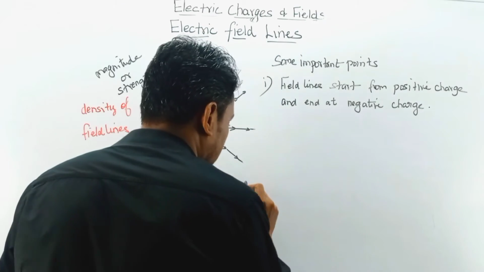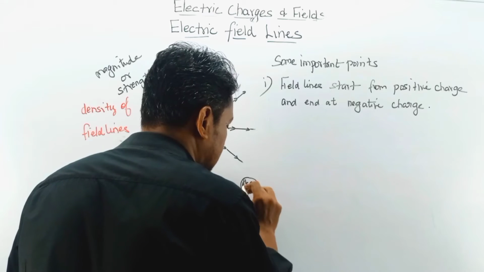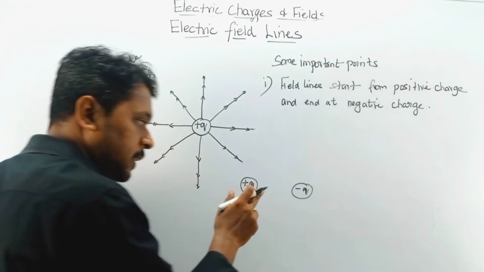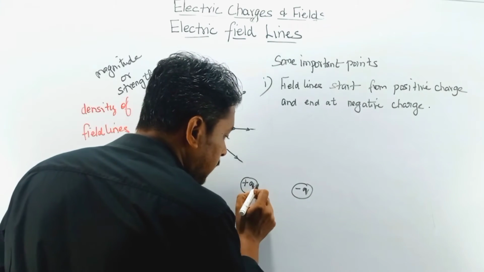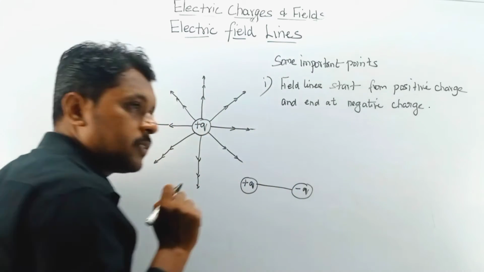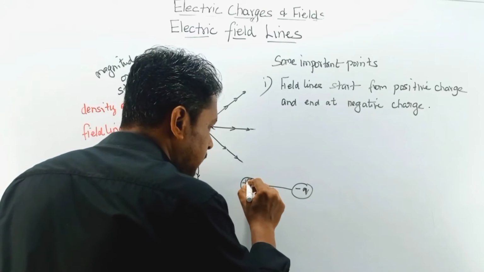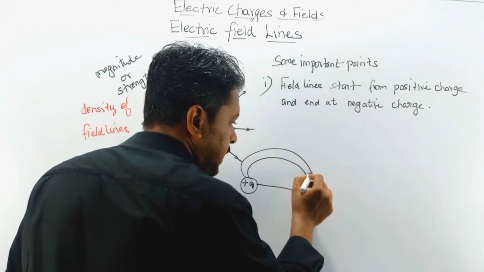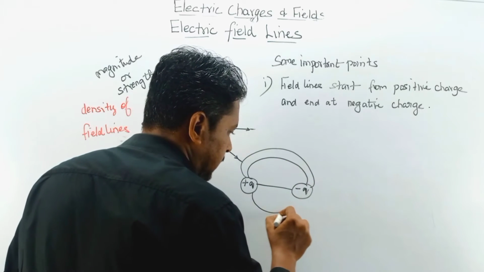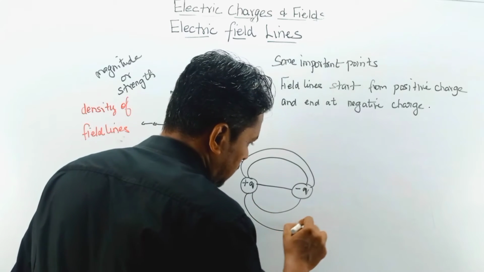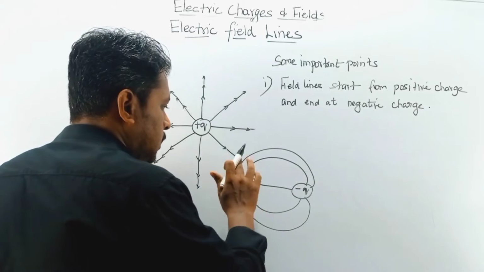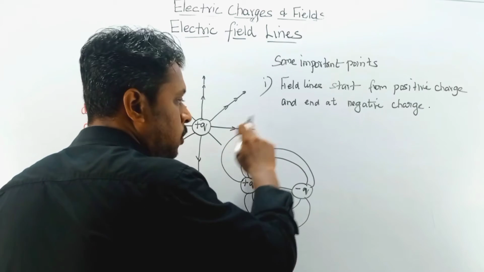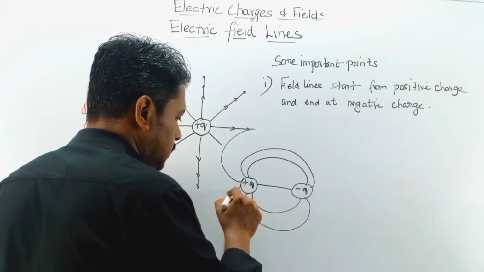Now see here. Here I have a positive charge and nearby a negative charge. If I have an arrangement like this, positive and negative, the field line starting from the positive charge always ends at the negative charge. Like this. Coming from this, we'll try to end like this.